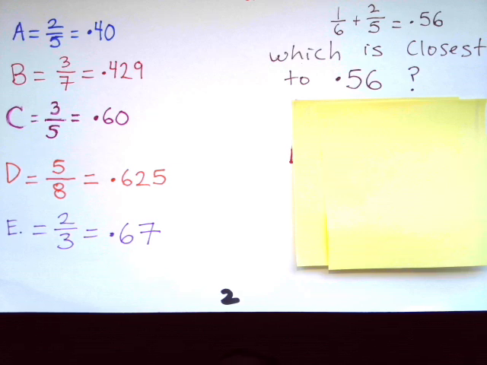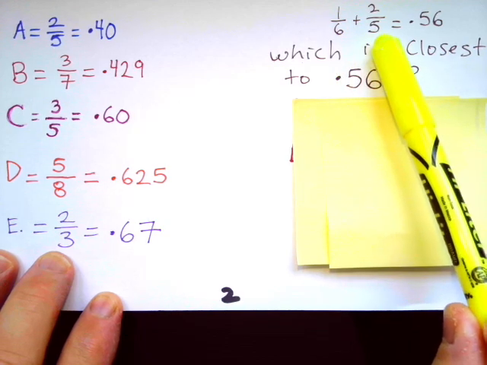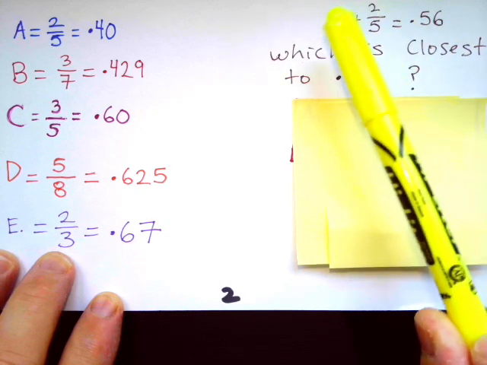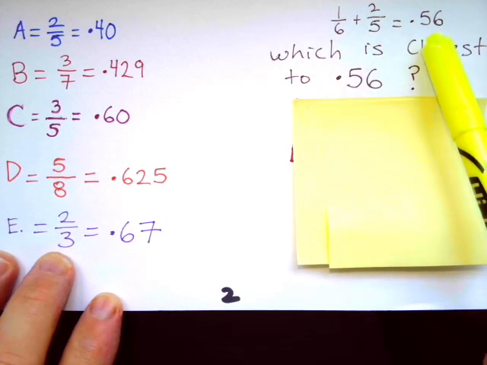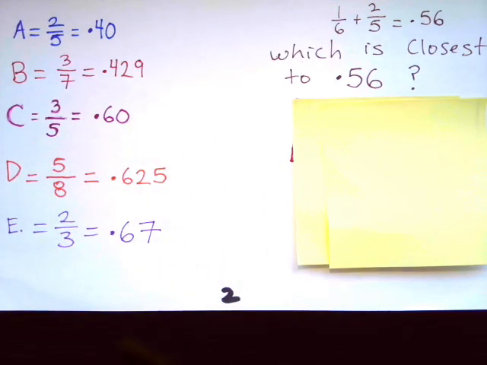And this is part 2 of a video answering the question, which of these numbers is closest to the value of the expression 1/6 plus 2/5? So this was our question on the other page, 1/6 plus 2/5 equals 0.56. I went over how we got to this value of 56 hundredths. So which one is closer, A, B, C, or D?